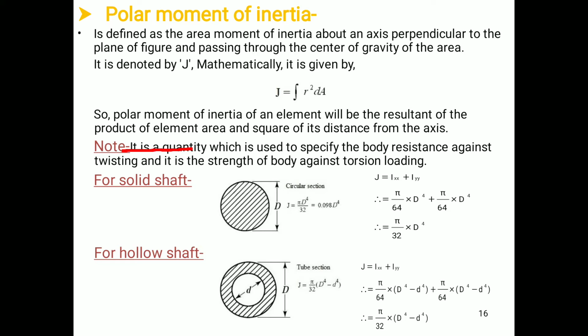Note, it is a quantity which is used to specify the body's resistance against twisting. So polar moment of inertia is used for the purpose of its internal resistance for the external applied twist. Therefore, it is the strength of the body against torsional loading.